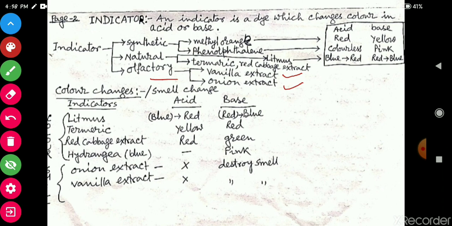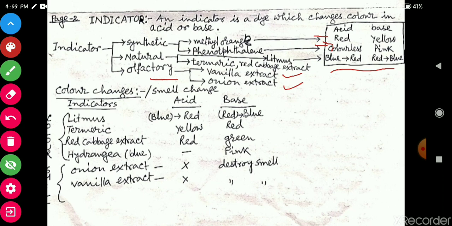Now, for synthetic indicators, color changes: methyl orange in acid, red, in base, yellow. Phenolphthalein in acid, colorless, and in base, pink. Litmus in acid is red: blue litmus changes to red, and red litmus changes to blue in base. Now, color changes or smell changes.